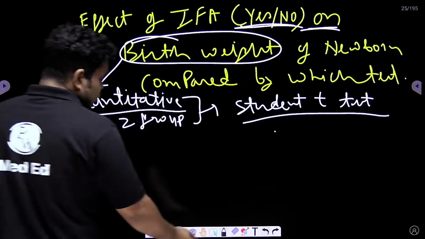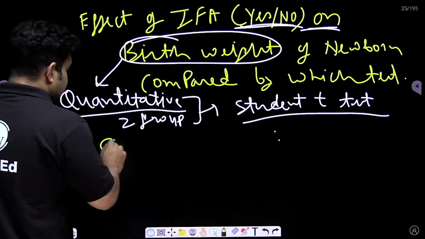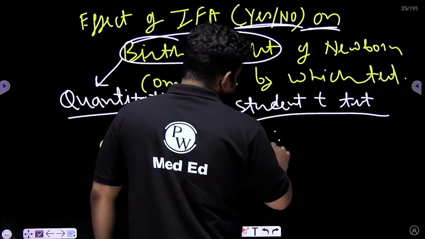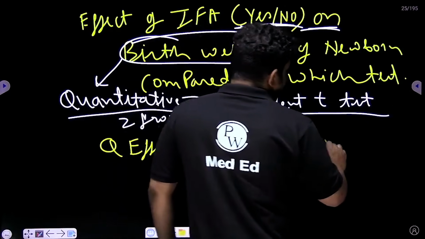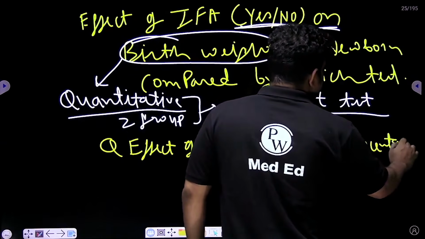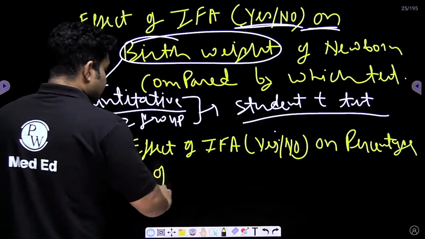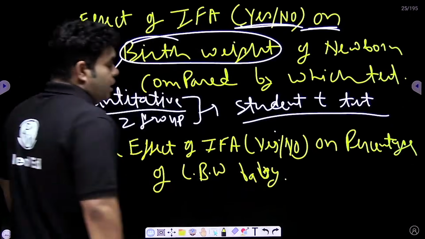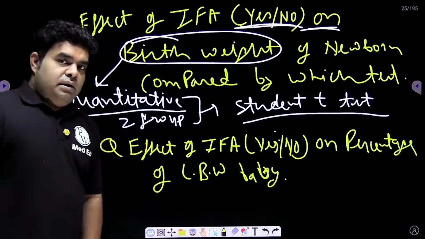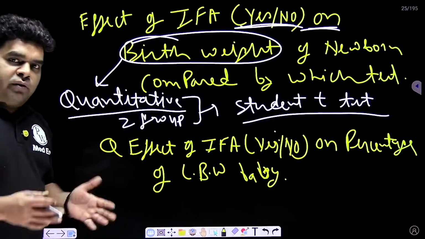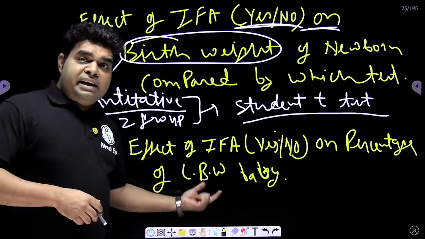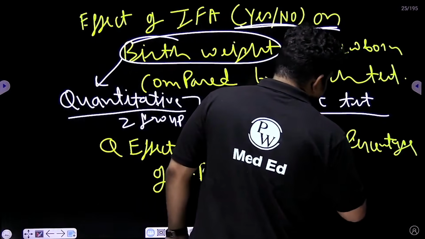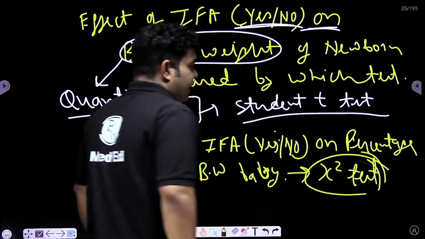Now, in the same question, suppose they change the language of question and they ask it like this: effect of IFA, yes, no, on percentage of low birth weight baby. So if they say percentage of low birth weight baby, low birth weight is a category. Low birth weight is present or low birth weight is absent, or low birth weight, very low birth weight or normal birth weight will be the 3 category. So low birth weight is a categorical data and they have used the word percentage. Which test you will apply? Now you will apply chi-square test because this time the data is qualitative.